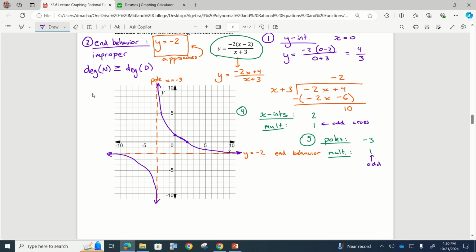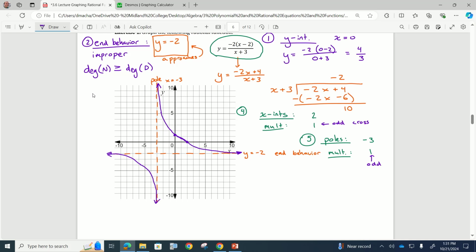Any questions so far? So one of the multiplicities is for the x-axis and the other is for the y-axis? In step number 4, we find the x-intercepts by looking at the roots in the numerator. And the roots in the numerator have a multiplicity that tells you whether or not you go through the axis if it's odd, or bounce off the axis if it's even.